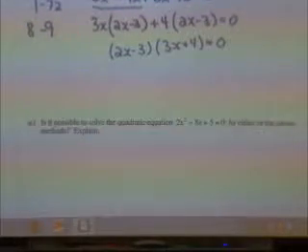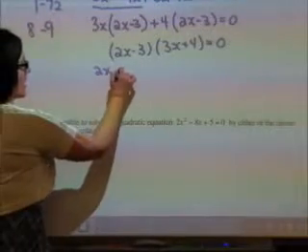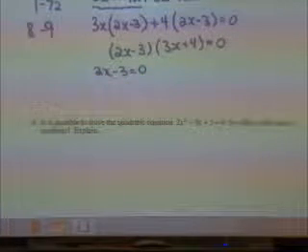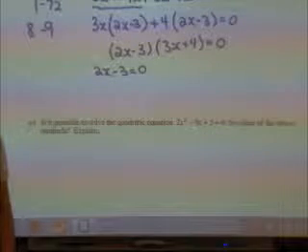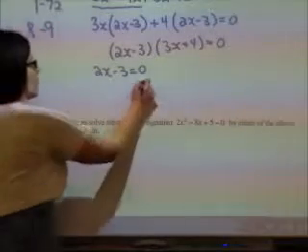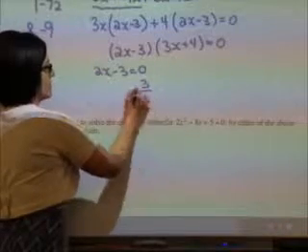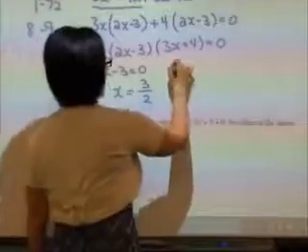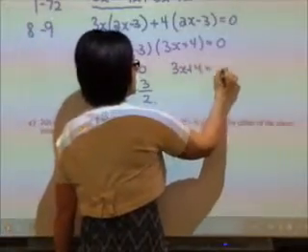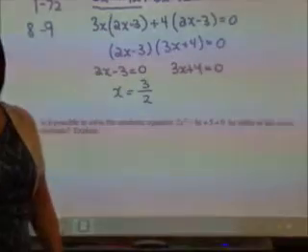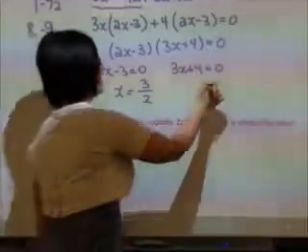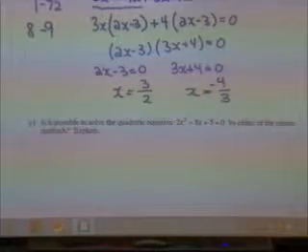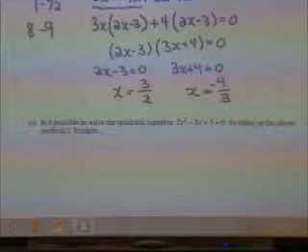So now when I go to solve, I can let 2x minus 3 equal 0. To get x by itself, what steps would I take? Add 3 on both sides. And then what? Divide by 2. So x would equal 3 halves. If I have 3x plus 4, to get x by itself, what would I do this time? Subtract 4 on both sides. And then? Divide by 3. So there are my 2 zeros, or my 2 roots.